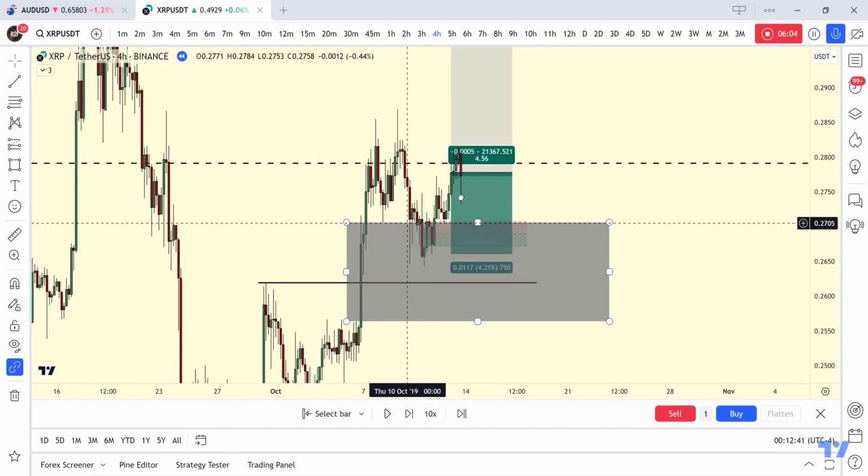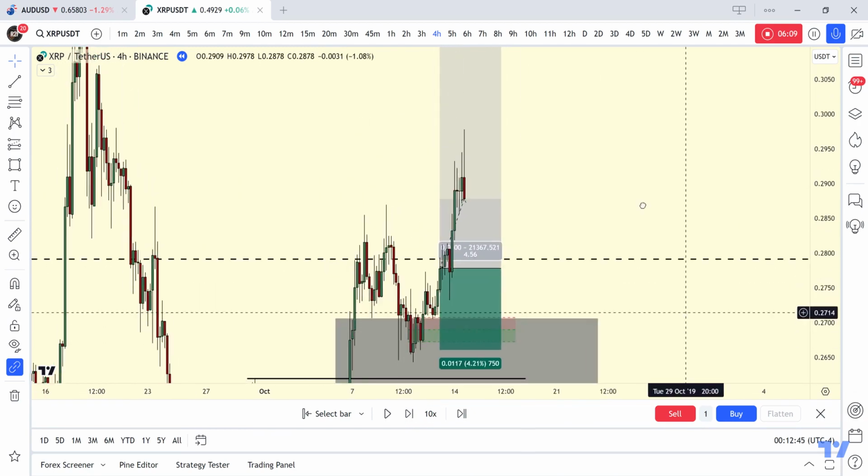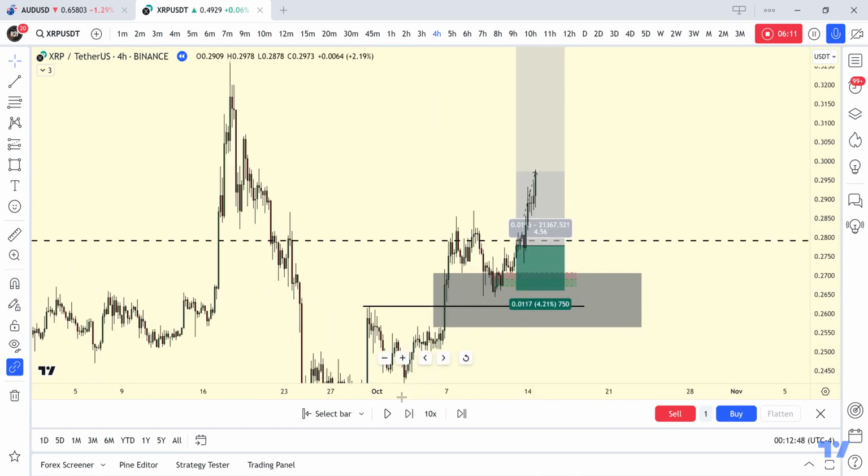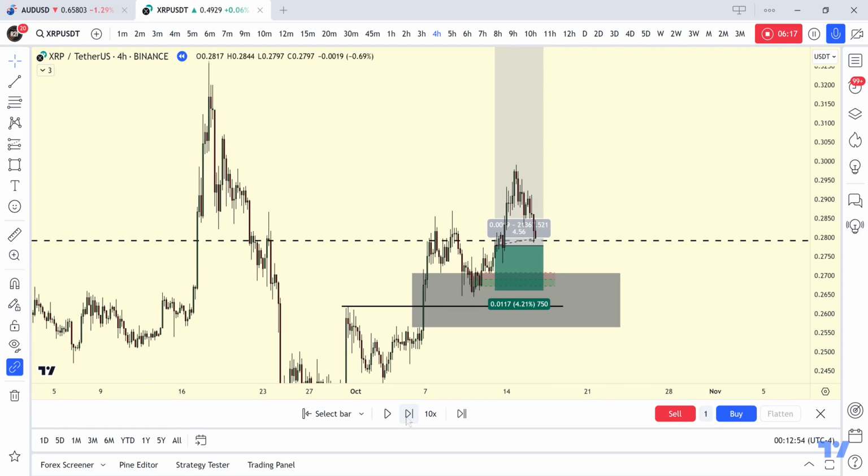Okay, we came to this order block, gap here, and we move up. Okay, so we have another order block here. Let's just see what happens.